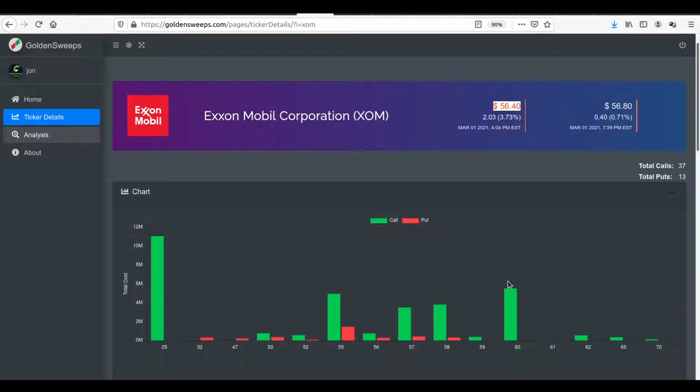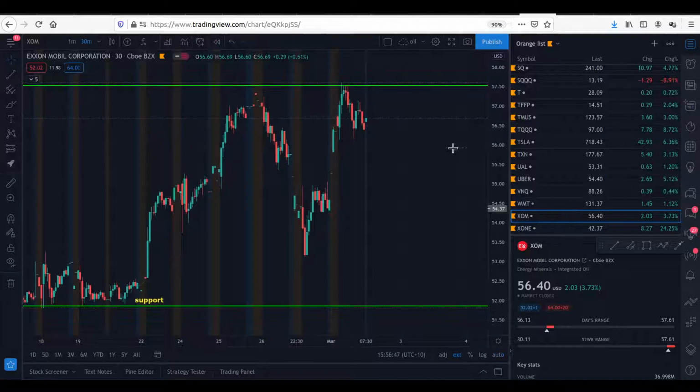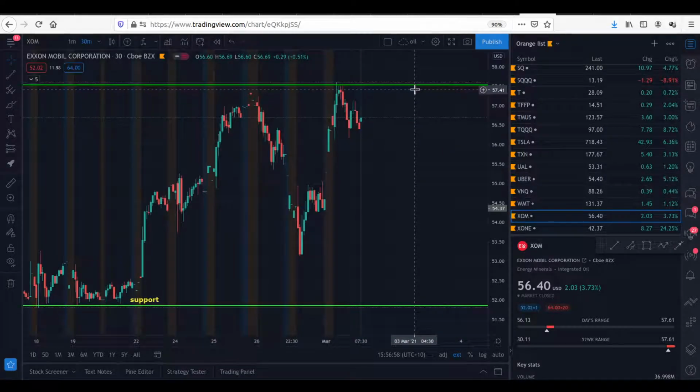So you might like to play it safe, and when the price hits around this mark, if you don't see any further growth on the Golden Sweeps analysis, you might want to pull out. All this information is used at your own risk, but it can help you make better decisions in trading in combination with Golden Sweeps.